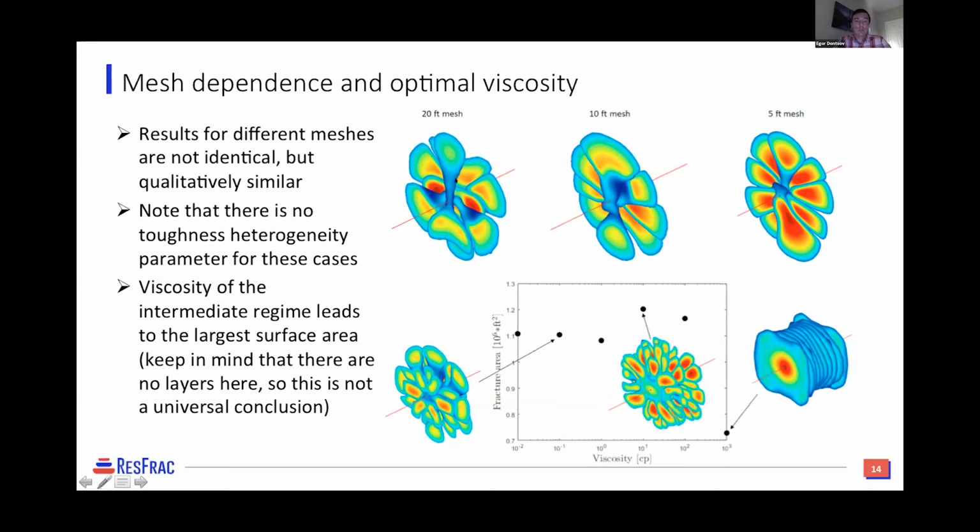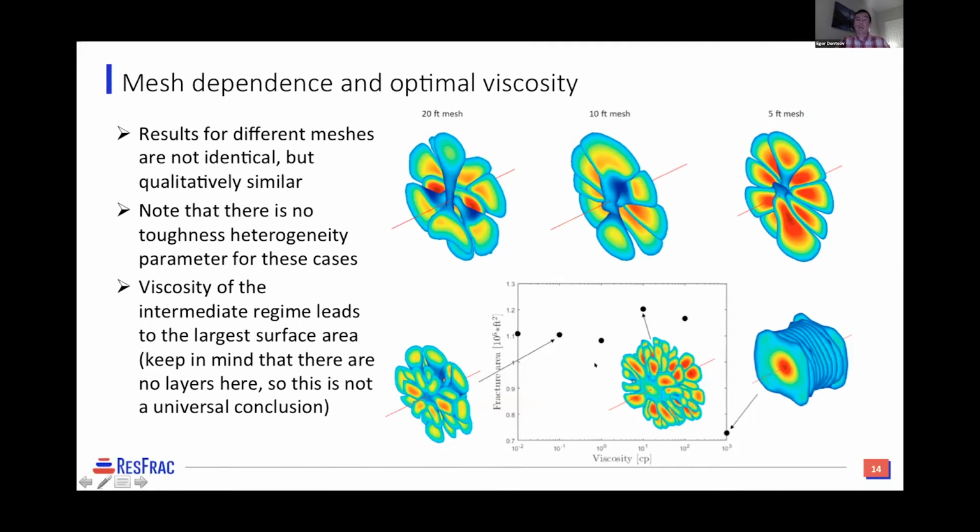And so the solution that we have in ResFrac, I don't know if you are familiar, is that you can add a little bit of toughness heterogeneity, and then the fractures are preserved, even if you run the solution several times. Kind of just killing this round-off error. And then the question is, what is the optimal viscosity?